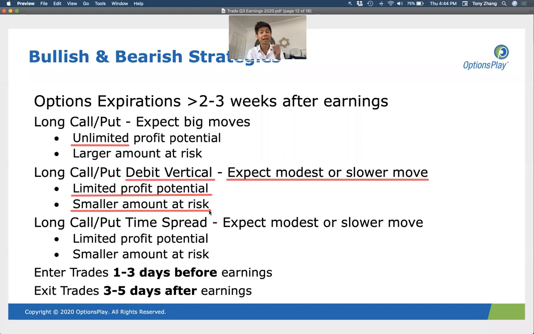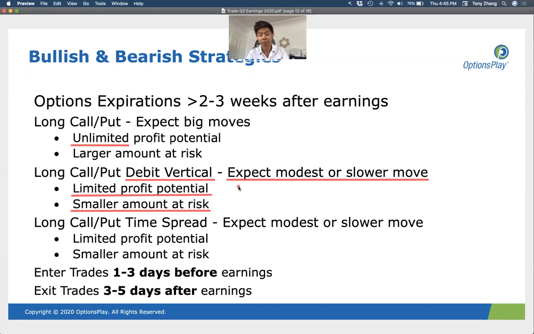Lastly, you can also take advantage of this implied volatility crush by using what we call a time spread. So a calendar or diagonal spread, where the option that you're selling is a shorter dated option than the option that you're buying, because shorter dated options will typically have more implied volatility crush than the longer dated option. So you want to buy the option that has less implied volatility crush, and you want to sell the option that has higher implied volatility crush. So that negates a little bit of that implied volatility crush factor that's working against you when you're buying an option.